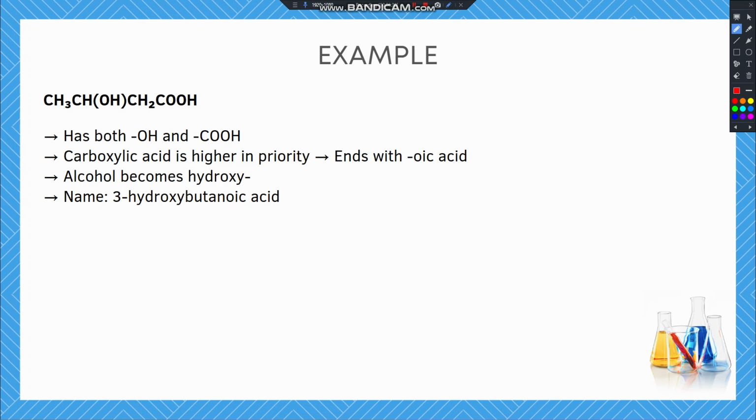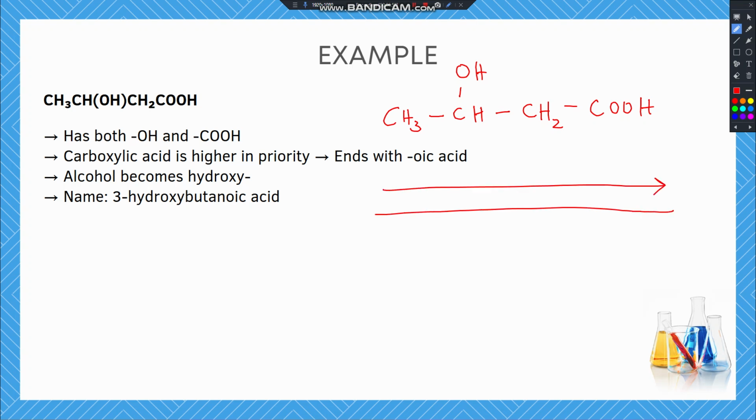So now the next example that we have is this compound on the screen right now. So let's redraw it. We have CH3 bonded to CH, which has a functional group OH attached to it. And then we have CH2 bonded to COOH. So now this is the structure of the compound. The first thing we want to do is to identify the number of carbon atoms that we have. So to do that, let's determine if we're counting from left to right or from right to left. Now we have this priority functional group over here. So we're going to be counting from the end closest to it. So we have 1, 2, 3, 4 carbon atoms.